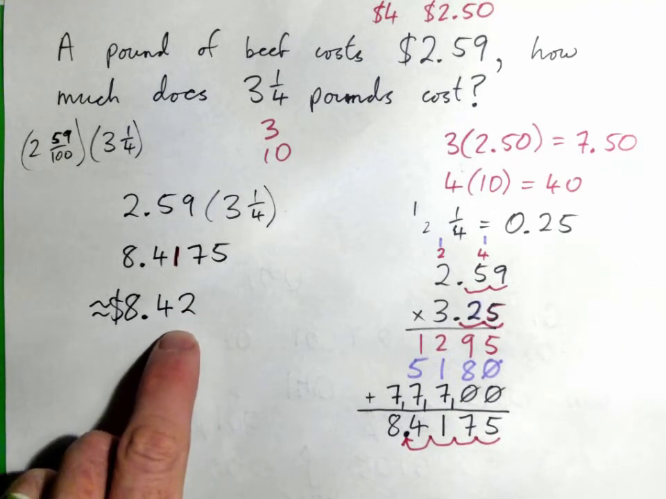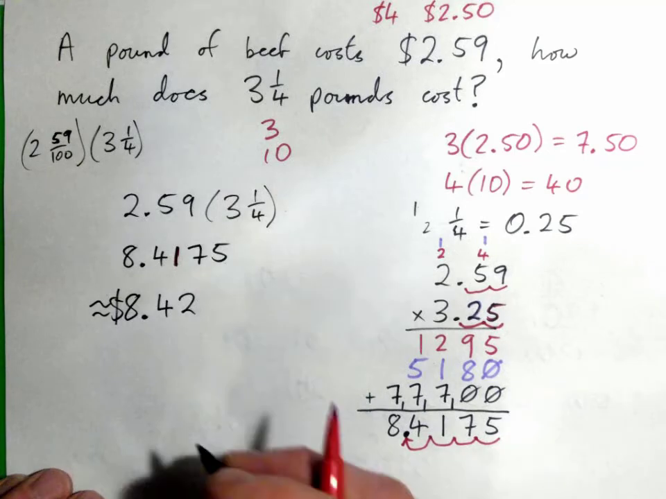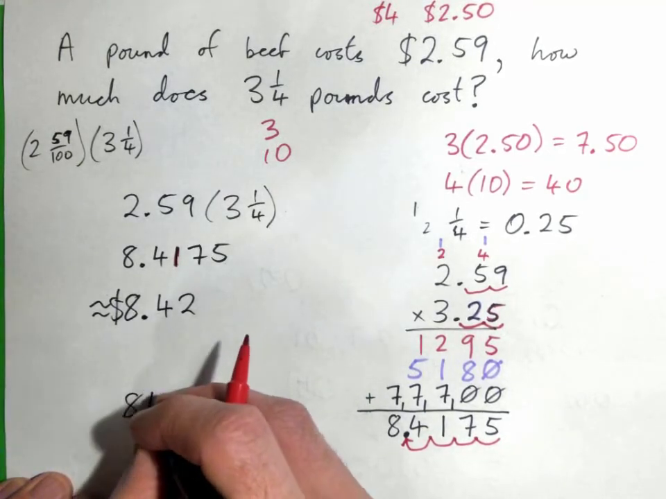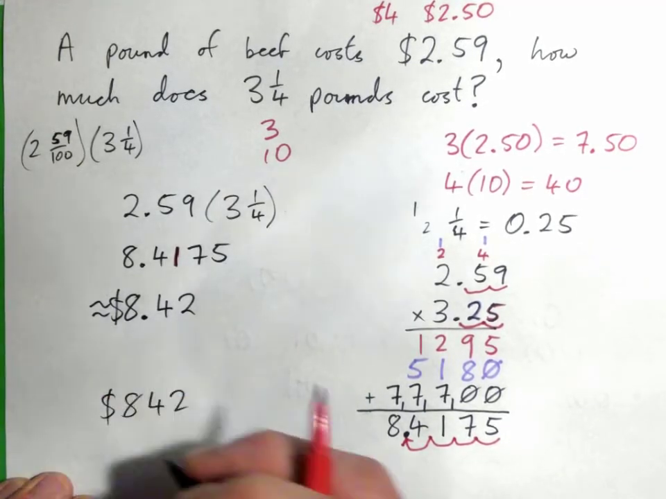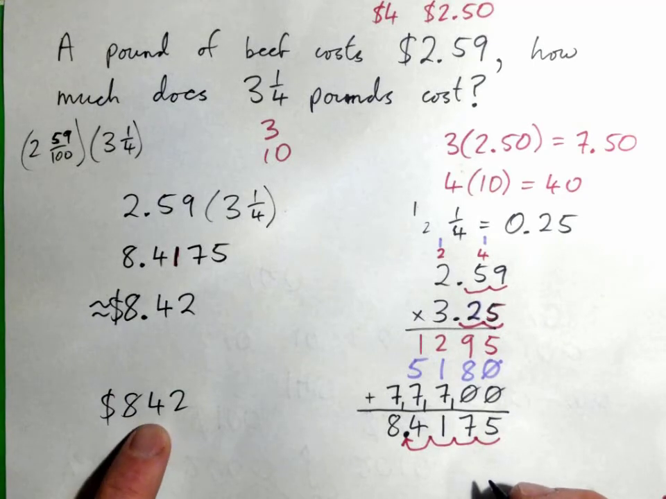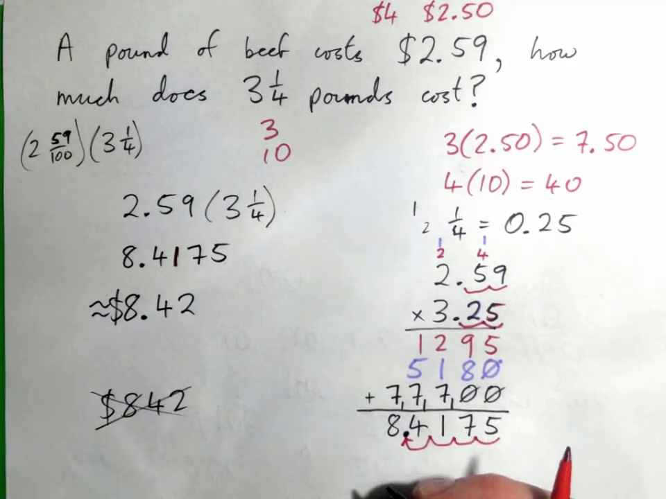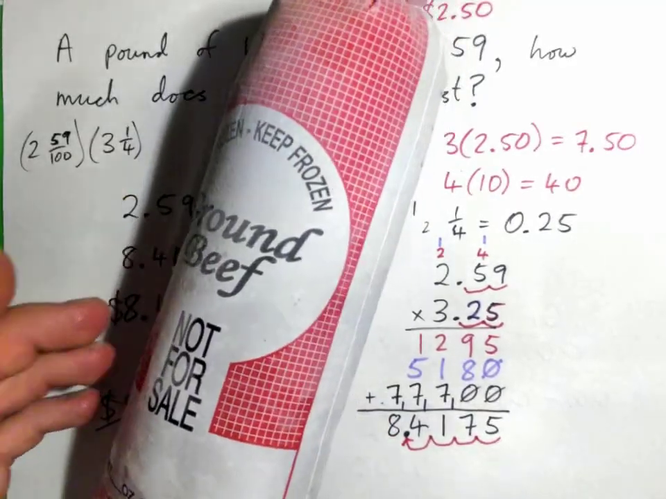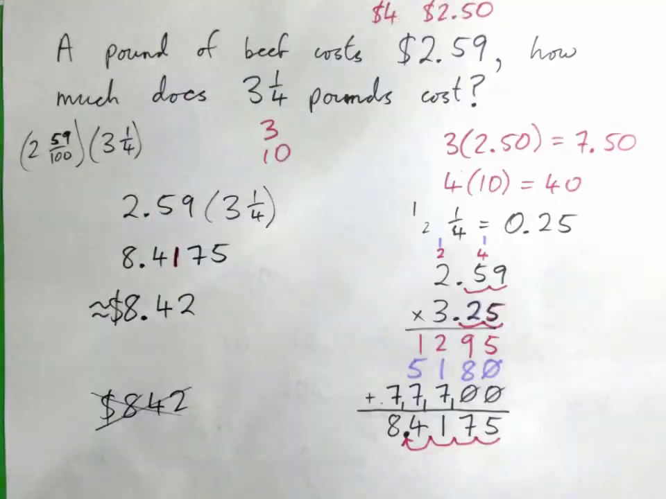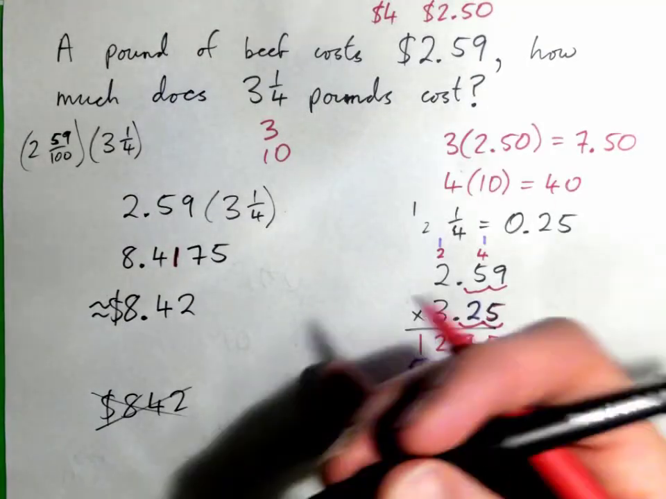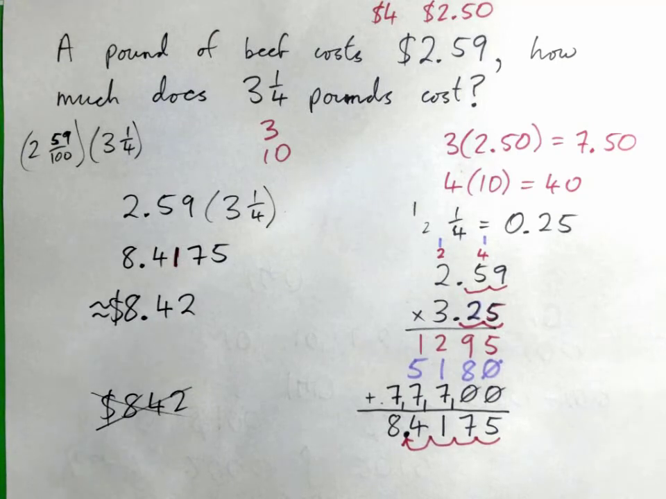That seems reasonable. Like if we said, would this answer look right? What if you said the answer was $842? Does that look right? No, not at all. Because $1 is 2.59, so 3 pounds is going to be around there, right? So yeah, okay, cool, good work.